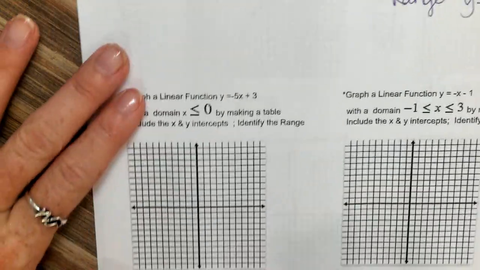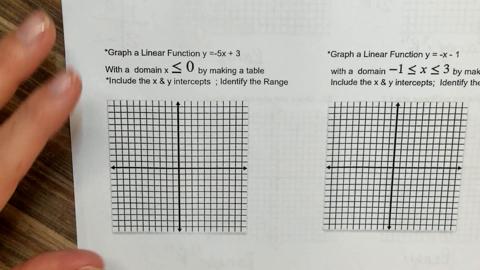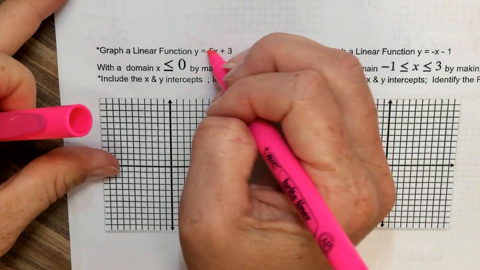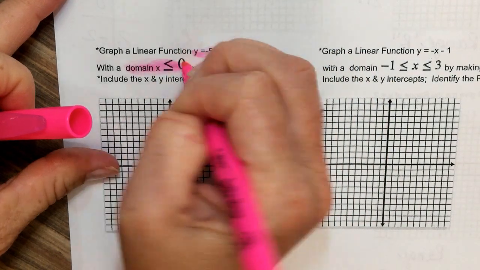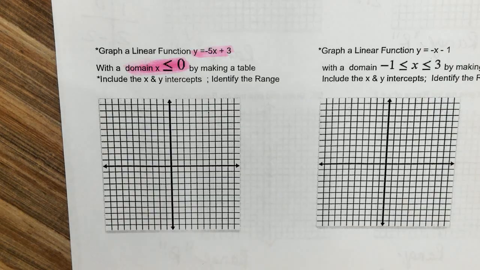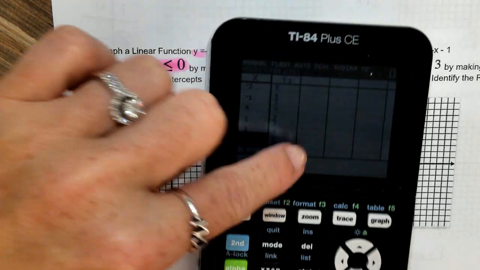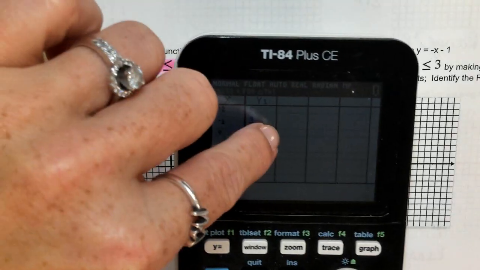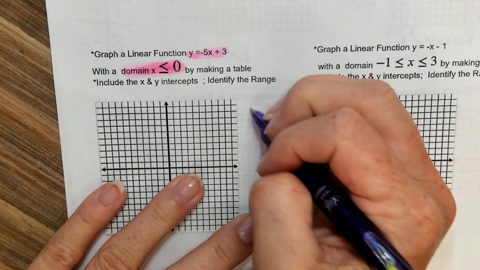All right, let's do the next one. Look at the function. Look at the domain. What kind of graph is this going to be? Is it going to be a graph with 2 arrows or a ray? A ray. Do y'all see how I need to make the table, though? Because I have to figure out where my ray is going to go. I can't just use my table from here. So I make my table.